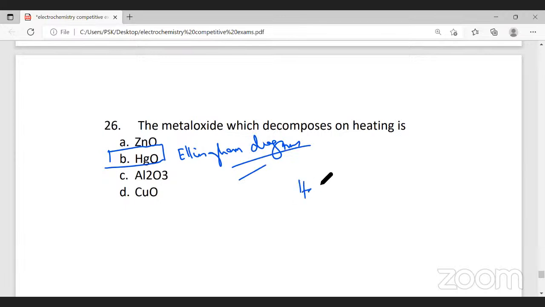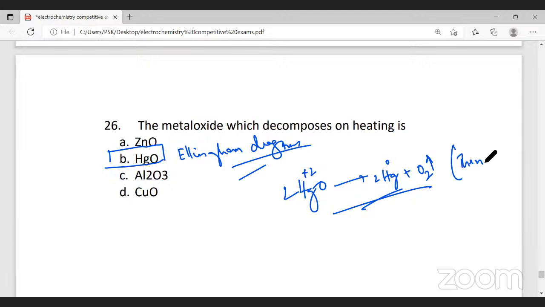Now the mercuric oxide, when you heat it, will decompose to form mercury and give you oxygen. Just on heating. All the other three will not decompose. All the other three will require a reducing agent. But here the reducing agent is not required. Only on heating it will get reduced. This is called thermal decomposition. Thermal decomposition means decomposition only on heating.